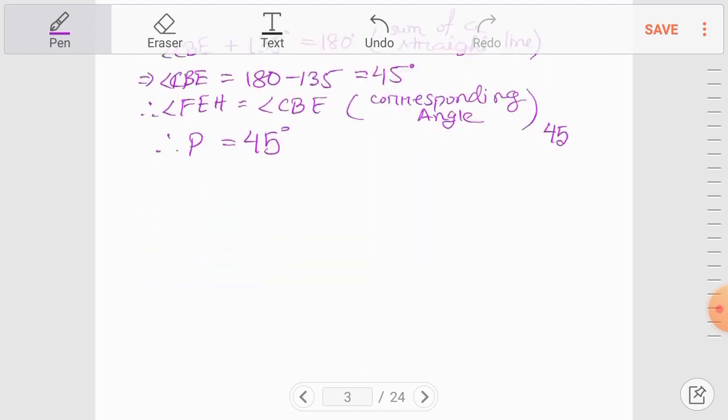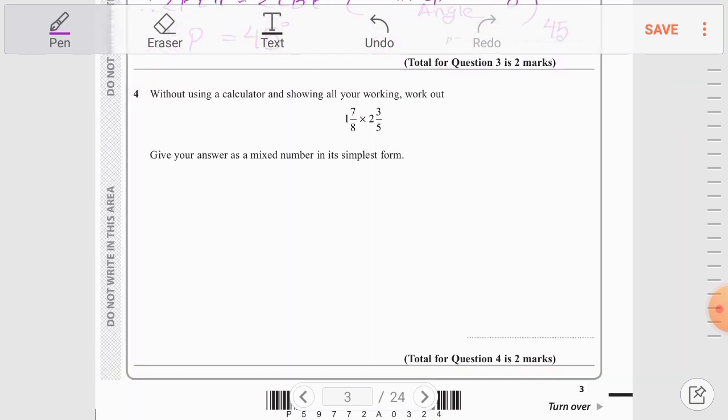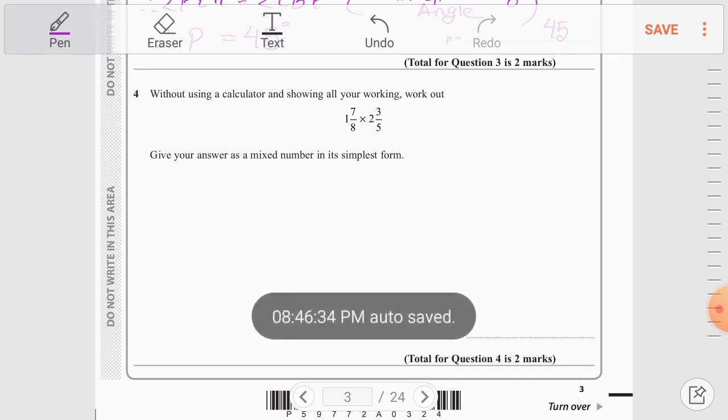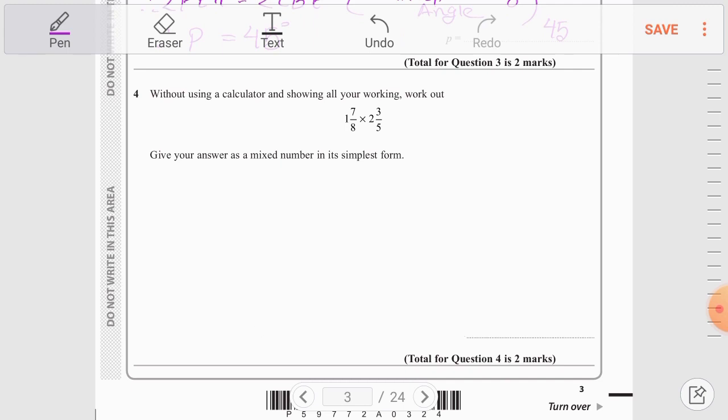Moving to question number 4. Without using a calculator and showing all your working, work out the multiplication, with your answer as a mixed number in its simplest form. At first, it doesn't mean that you can't actually use a calculator, but you need to show the workings of each step in detail. So at first I will convert these mixed fractions into simple fractions.